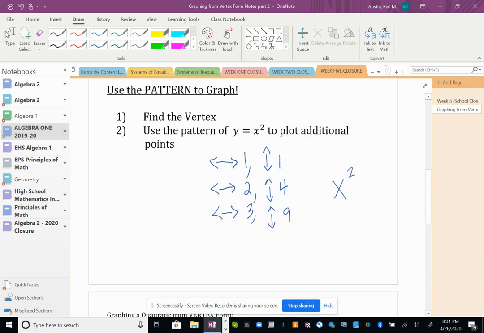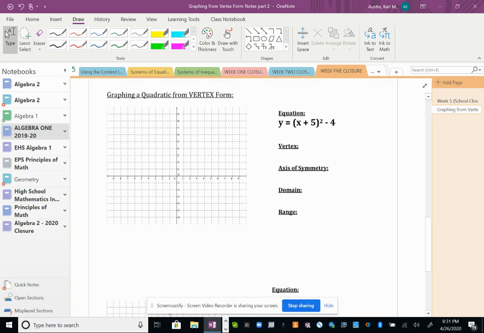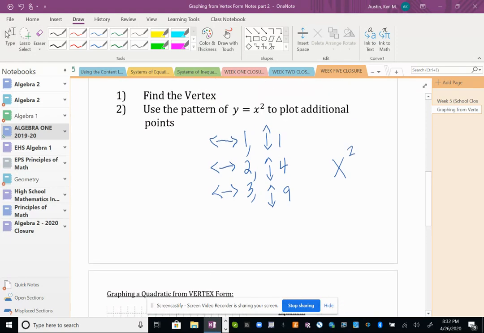So notice our steps. First, find the vertex. So from the previous notes, we know that this means this has been shifted 5 to the left and down 4. So my vertex is -5, -4. Let's go plot that. 1, 2, 3, 4, 5. 1, 2, 3, 4. Now, some people like to put the axis of symmetry in next. Some people like to find the points next. I'll actually plot the points first here, and then maybe on the next one, I'll put the axis of symmetry in. Okay, so we found our vertex. Now we're going to do this pattern.